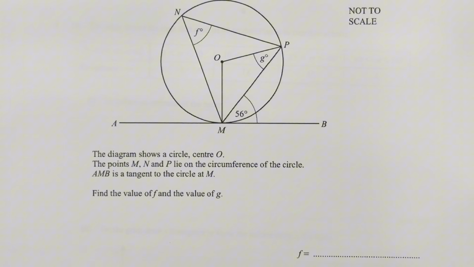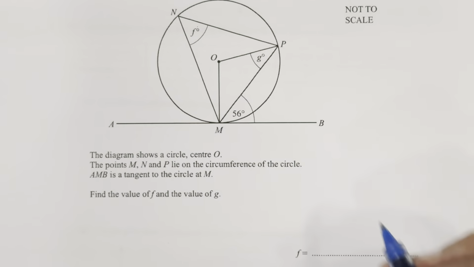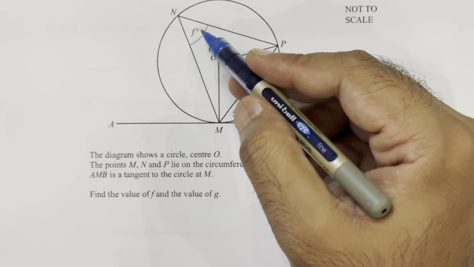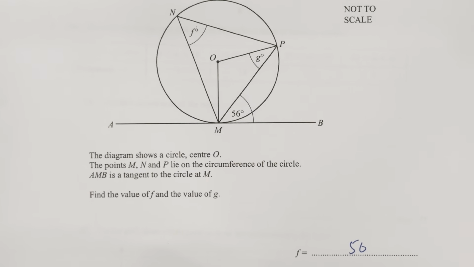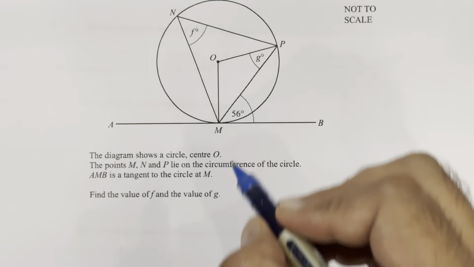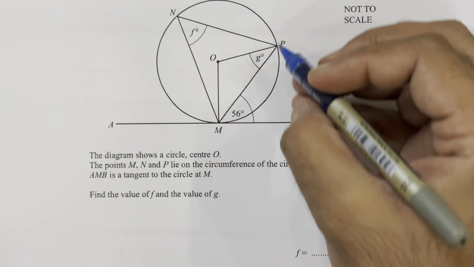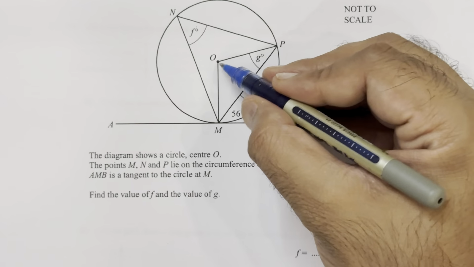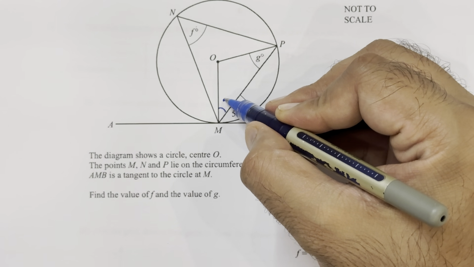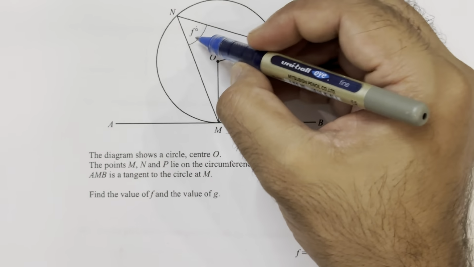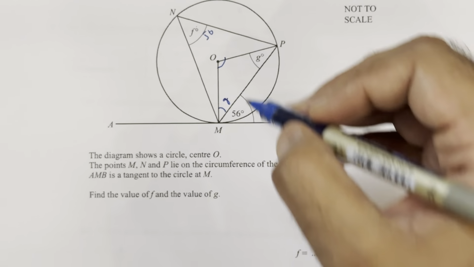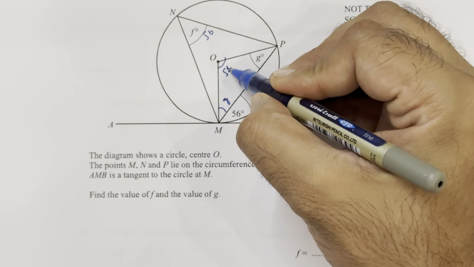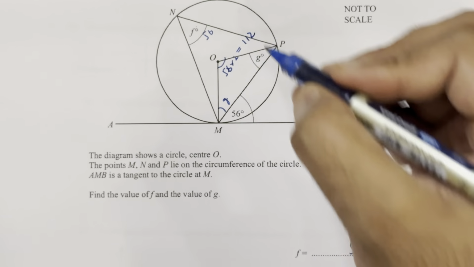So you can get the value of F, which is equal to 56, by knowing that angles in the alternate segment are always equal. So F is equal to 56. Now you need to get the value of G. For G, you have to understand this triangle POM. If OP is a radius, then OM is also a radius. This would be G. If this is 56, you know that the angle at the center is double the angle at the circumference. So 56 multiplied by 2 gives 112.